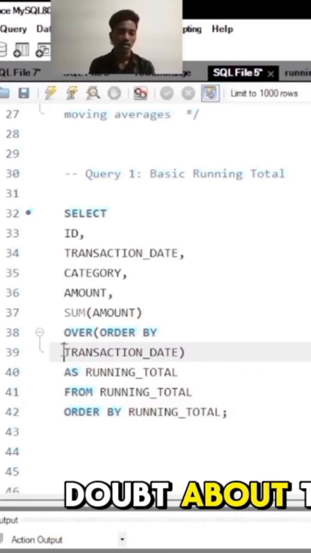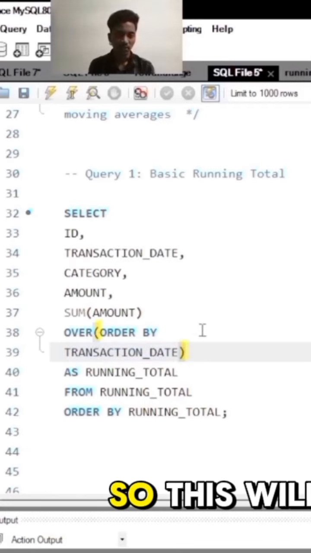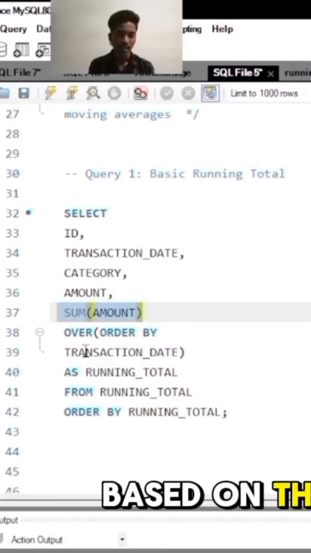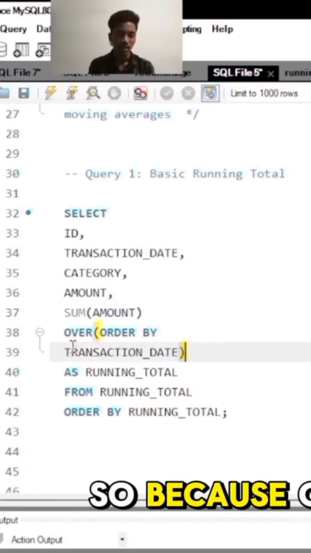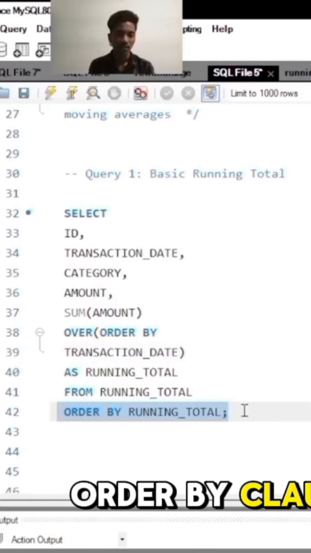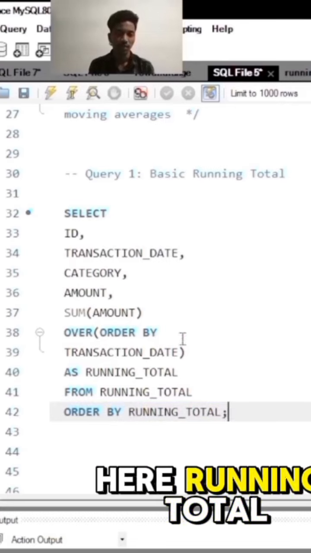You might get a doubt about this. Then why did you take order by transaction date here also? So this will work like this. This aggregate function finds the total based on this transaction date. So because of that here I have used transaction date. But this order by clause gives us the result based on the running total. Because of that I have taken running total here.